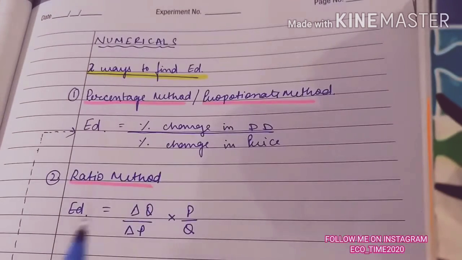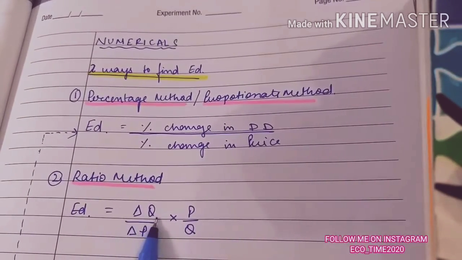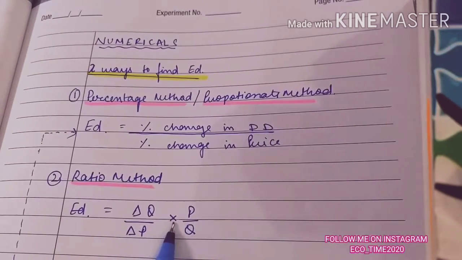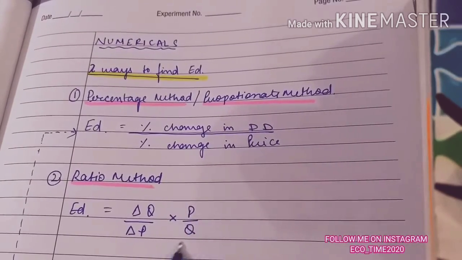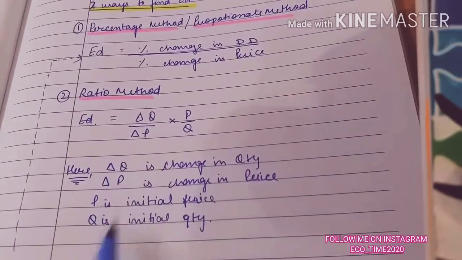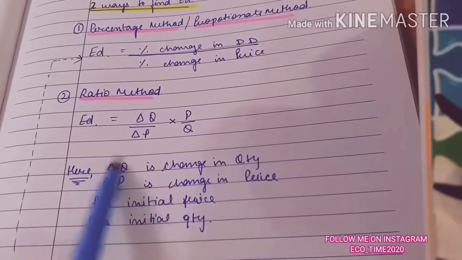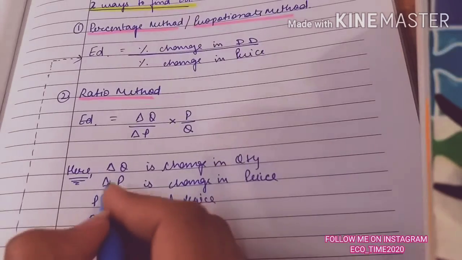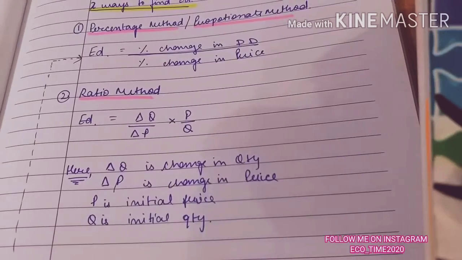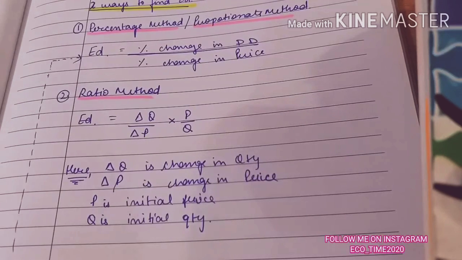Ratio method. Elasticity of demand is equal to percentage change in quantity upon percentage change in price into initial price upon initial quantity. These all signify these. Percentage change in quantity is change in quantity. This is known as delta Q and this is known as delta P. So delta Q is change in quantity, delta P is change in price. P is initial price, Q is initial quantity. You will better understand these formulas by doing the numericals.